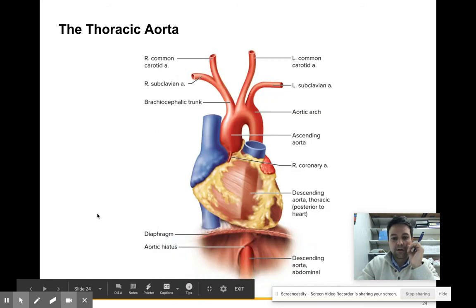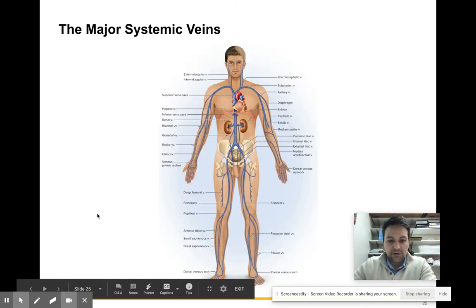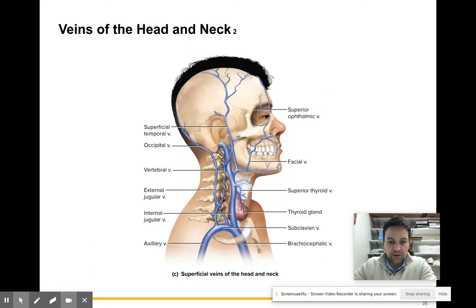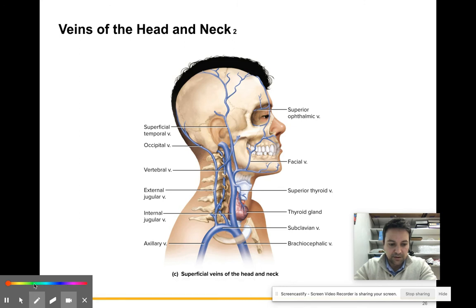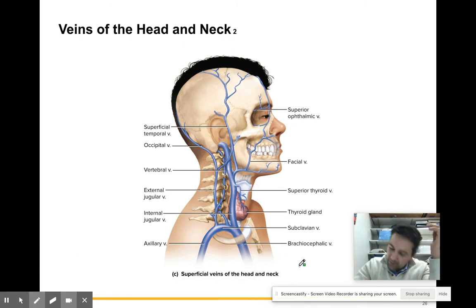Here are the veins, the major veins, same thing as the major arteries. Again, we're going to go through those individually. Let's take a look at the veins of the head and neck, kind of like what we did with the arteries. Again, I'm not going to ask you to know all of these. That would be ridiculous.